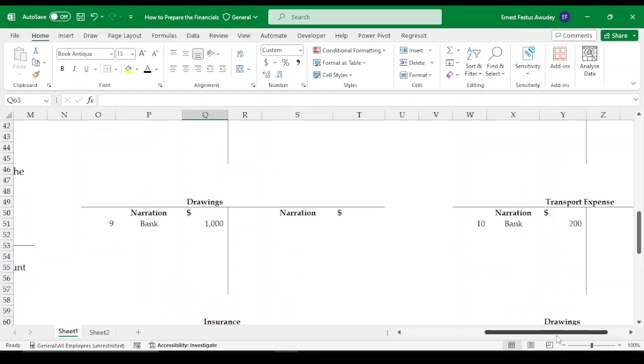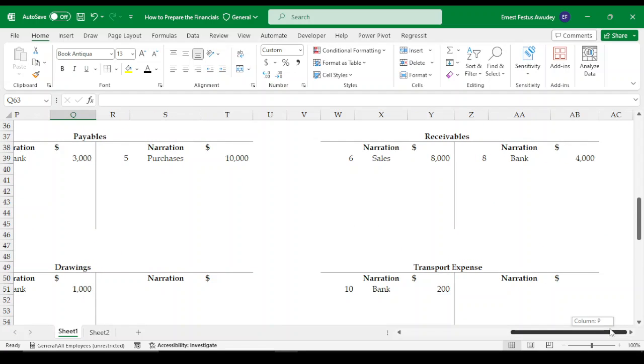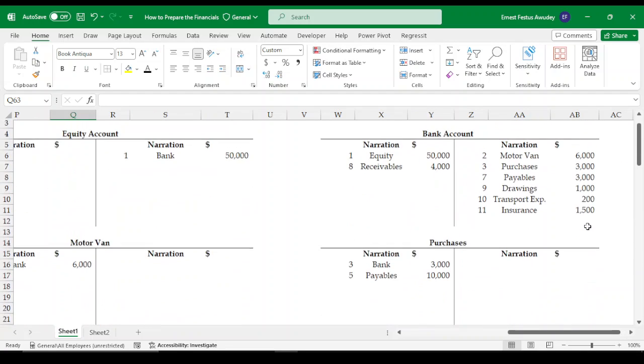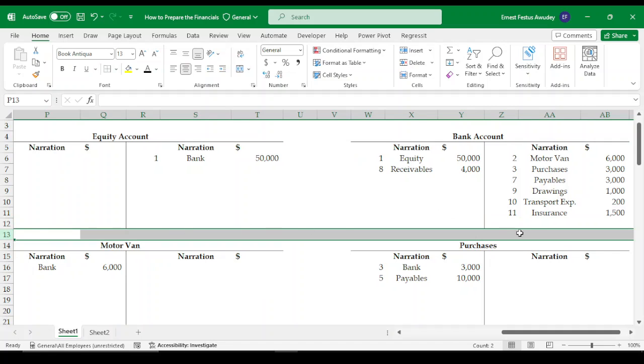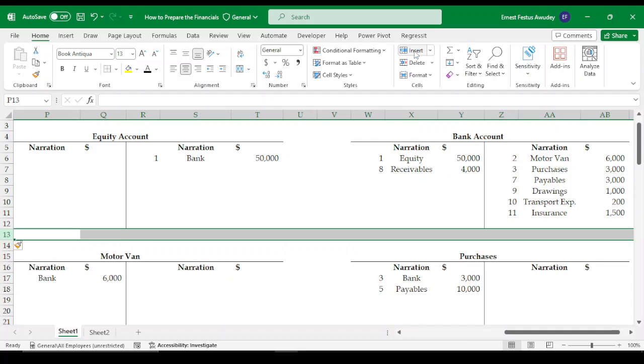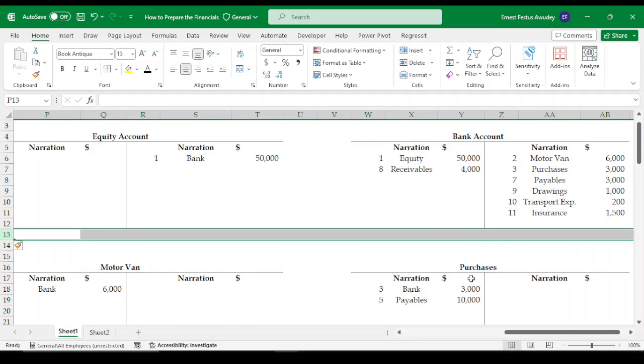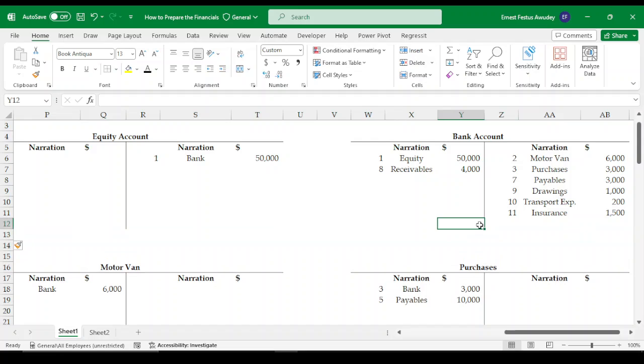Okay, let's see if it has updated in our bank account. So we have 1,500 referring to our insurance. As you can see, the space for my bank column is not enough. So quickly I can insert a couple of rows, sorry. So let me insert, say, 2 rows, that is okay. Then I can actually extend this a little as well. Okay, so we have that.